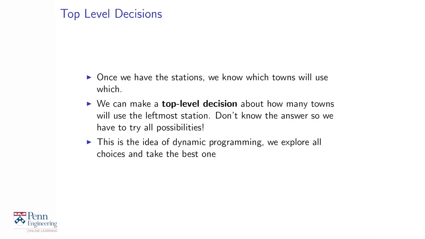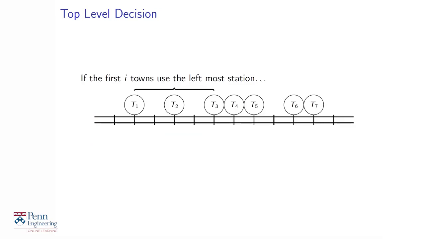We don't know the answer, so we will try every answer and see what it produces. So let's work through that. Again, if the first i towns use the leftmost station, in this example the first 3 towns, but in general it could be any i, then that station should be located exactly at the midpoint between the extreme towns that it's serving. So if T1 is the leftmost town and Ti is the rightmost town it's serving, then the station should be located at (T1 + Ti) / 2.